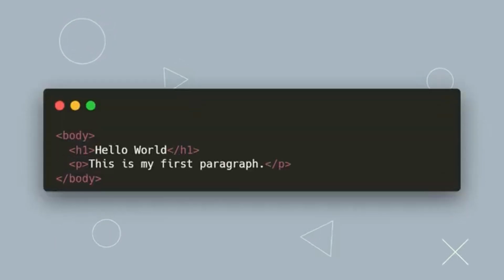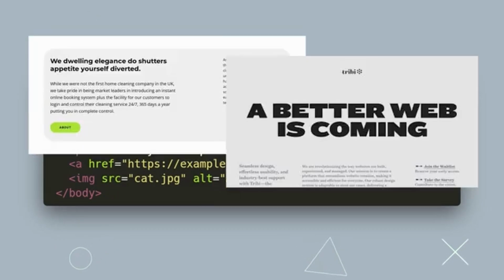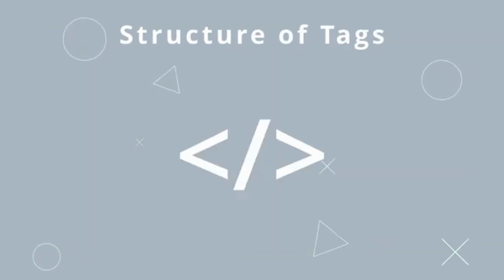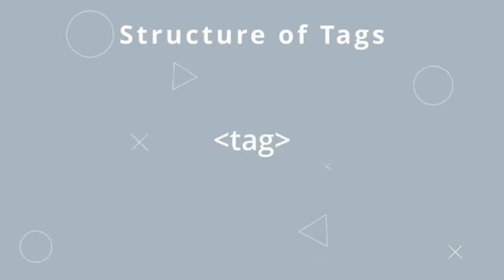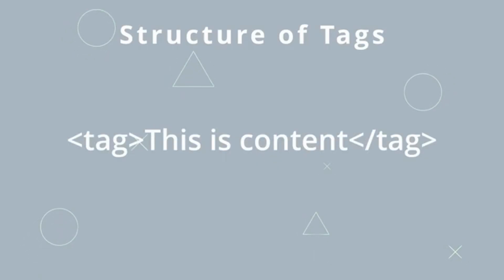Today, we learn what HTML tags are. HTML is made of tags. A tag tells the browser what kind of element something is, like text, a heading, an image, or a link. Most tags come in pairs, an opening tag and a closing tag. The opening tag looks like this, while the closing tag looks like this. Everything in between is the content.